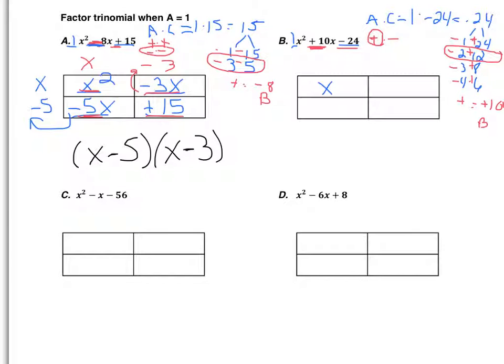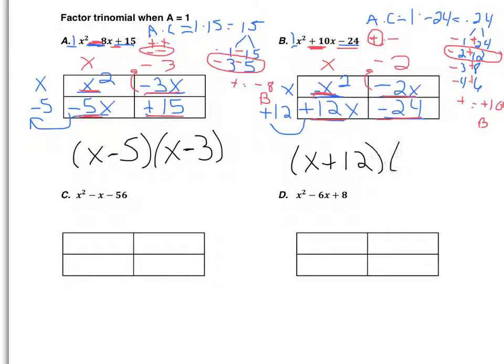So we have x squared, and then 10x splits into negative 2x plus 12x, and then our constant is negative 24. So x squared and negative 2x have an x in common. 12 and 24 have 12 in common, and it's a positive. Between x squared and positive 12x, we have an x in common. Between negative 2x and negative 24, we have a 2, and it's negative. So our factors are x plus 12 and x minus 2.